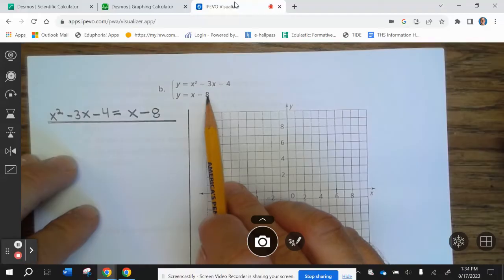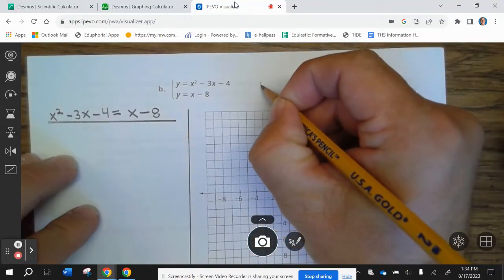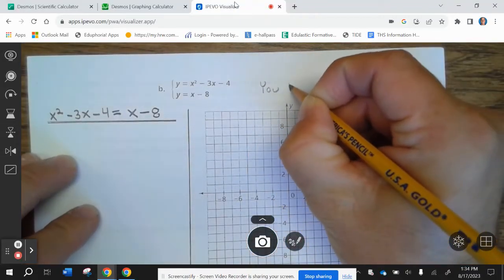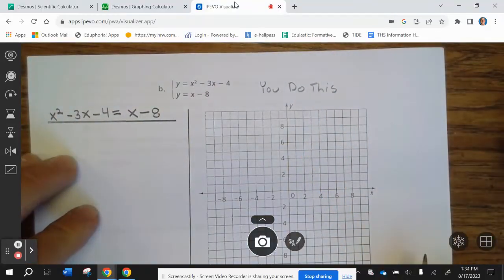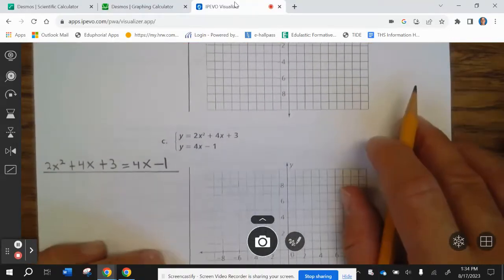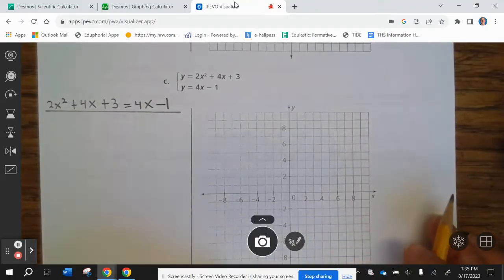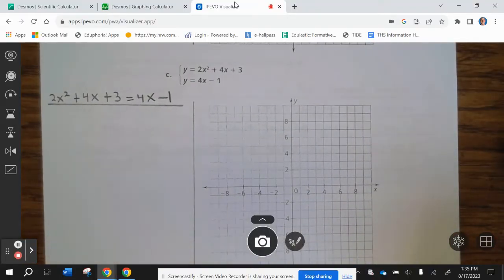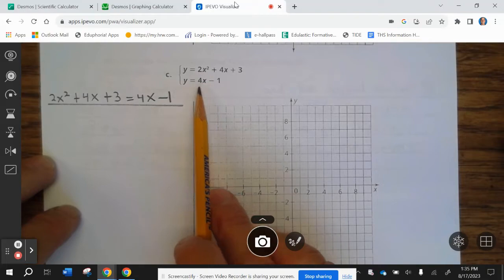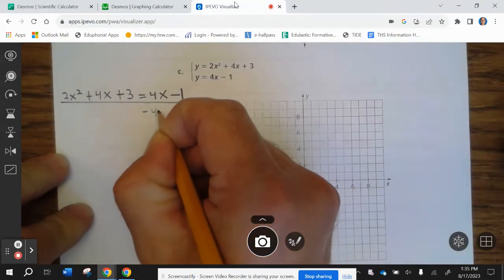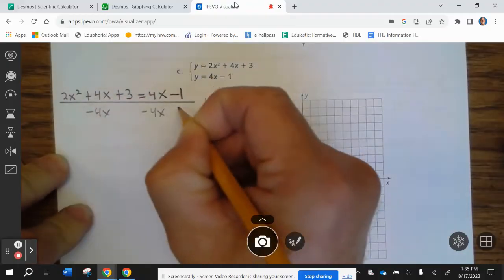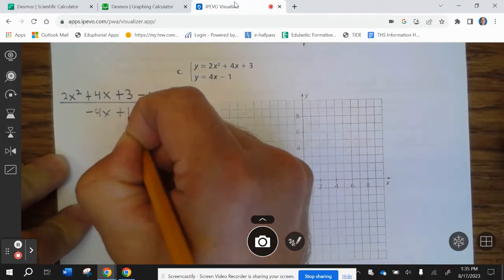I'm going to have you do this. Okay. All right. And then let's take a look at C together. Now, here, let's go and solve it algebraically. So we're going to subtract 4x from both sides, and we're going to add 1 to both sides.